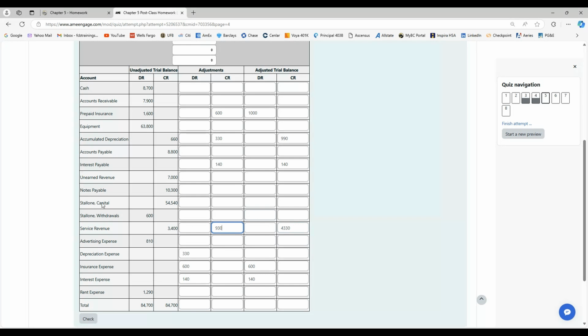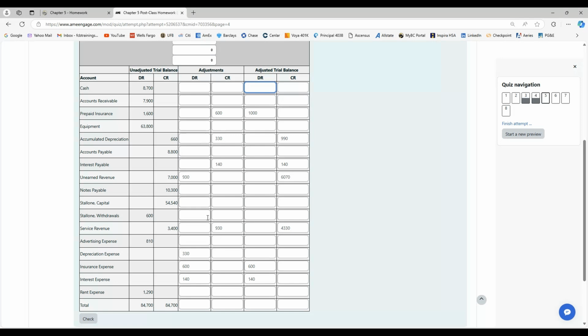And then we're reducing our liability of unearned revenue by 930. It was originally 7,000 minus 930, which leaves us with 6,070. So it's a credit balance, subtract a debit to reduce that, leaving us with a credit balance of 6,070. And I think that should be it, we got 600.